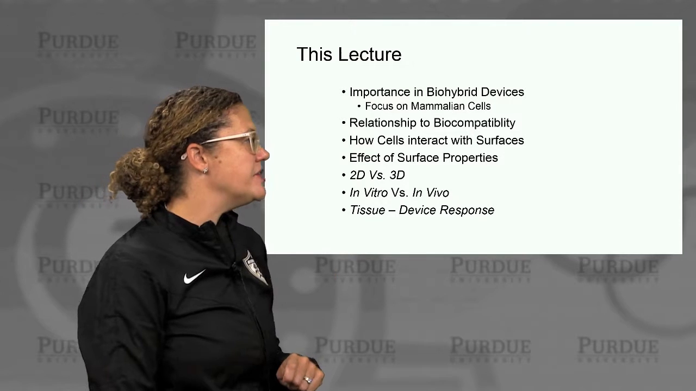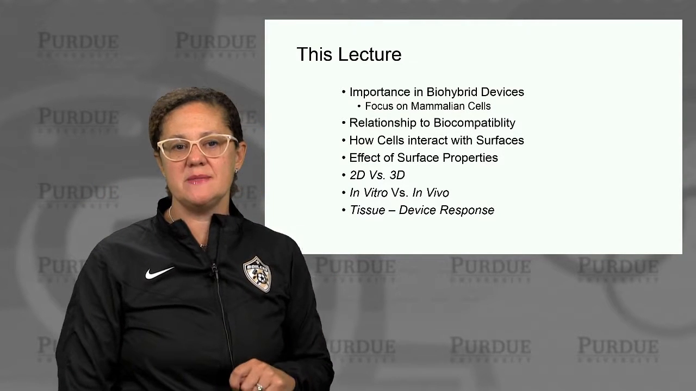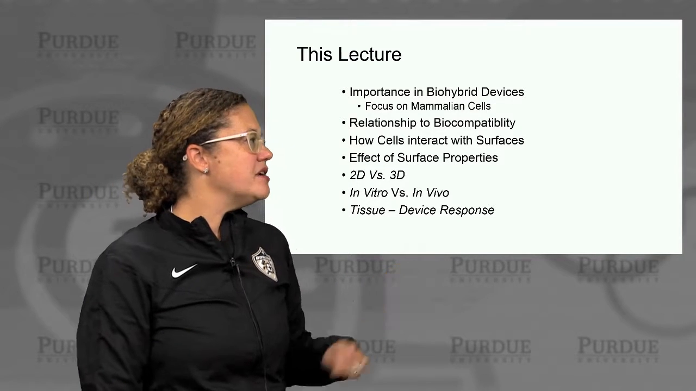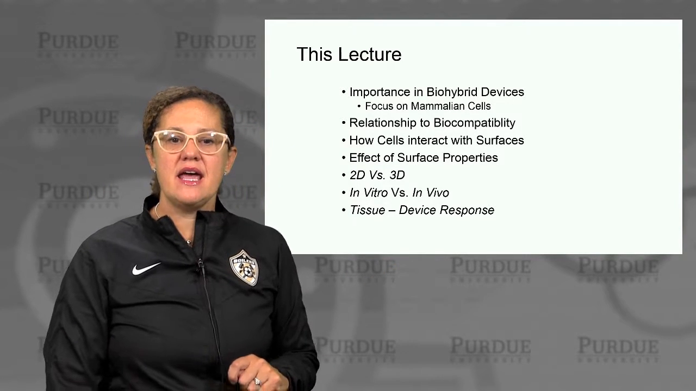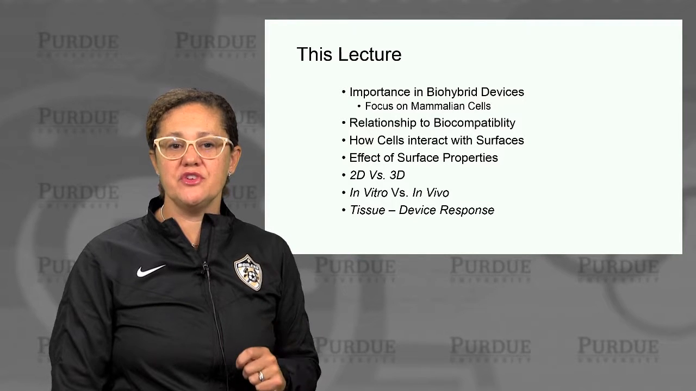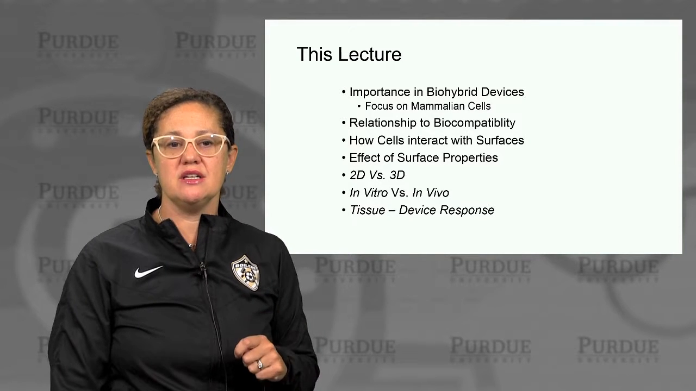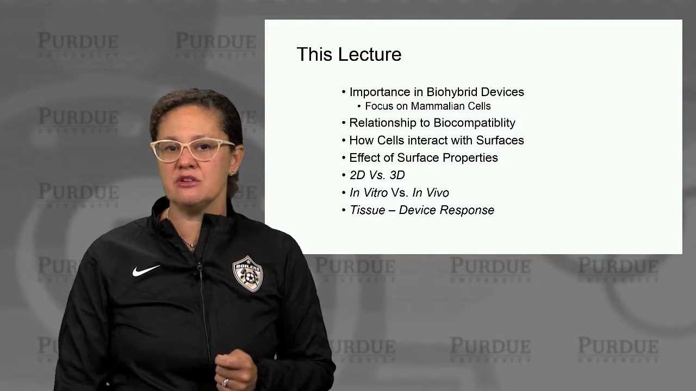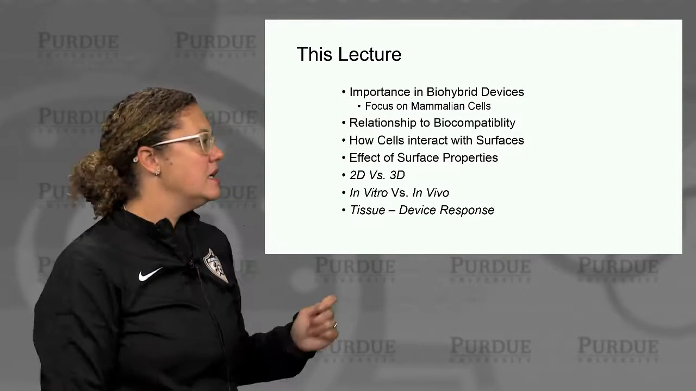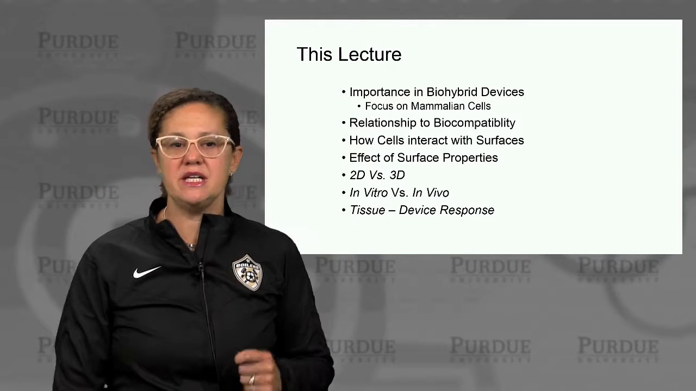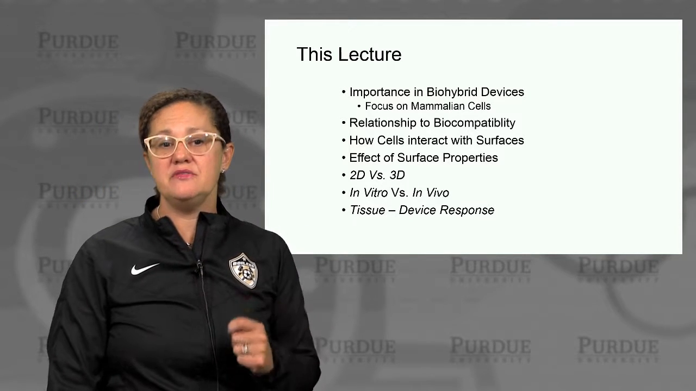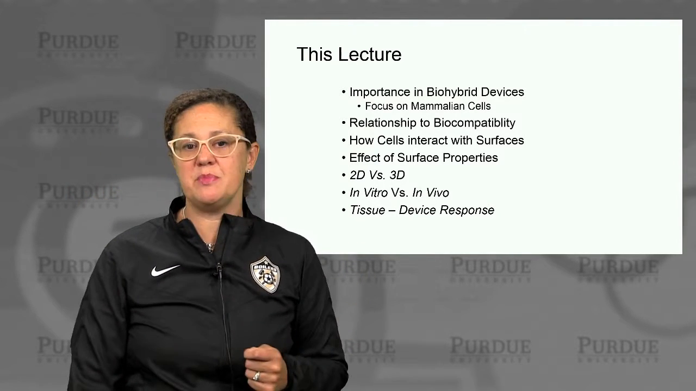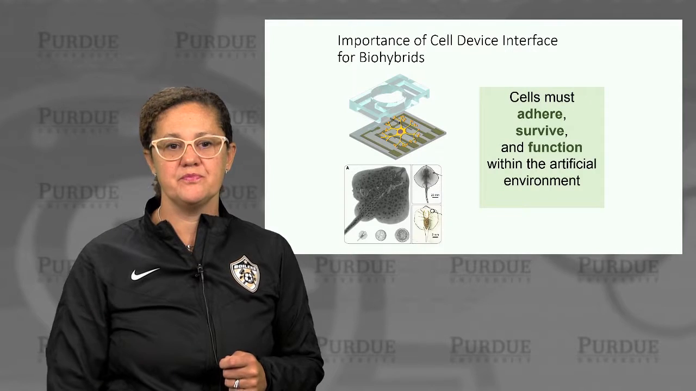So we'll talk about the relationship of the cell-device biointerface to biocompatibility. We'll talk about how cells interact with surfaces and the effect of different surface properties on cell adhesion and cell function. We'll highlight the difference between 2D integration and 3D integration and talk about some of the differences between an in vitro device and an in vivo device. And that discussion will take us into the tissue device response for implanted devices.